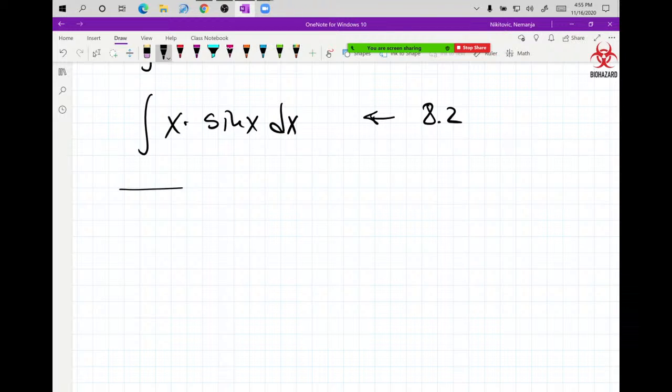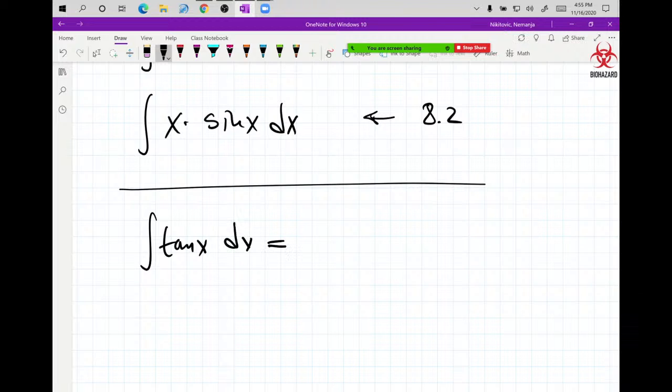Because, think about this, the integral of tangent x dx can be rewritten as the integral of sine x over cosine x dx. And this is division. And this is going to be, again, in your 5.5. So we are going to deal with this integral in our class, but not until after Thanksgiving in 5.5.